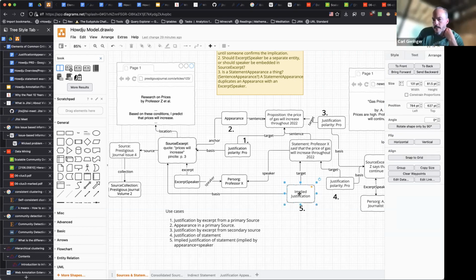Well, no, so this one, it's just called implied justification, but you can imagine this is a real justification here. That's this one down here. This one is saying this appearance or text in this source implies that Professor X said that. So that's this one down here.